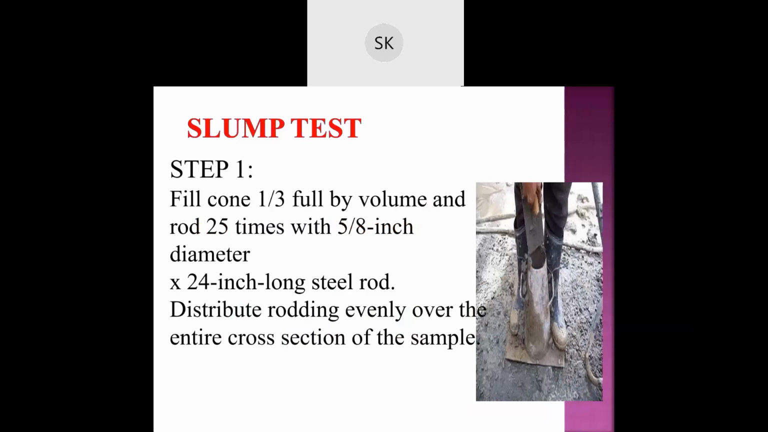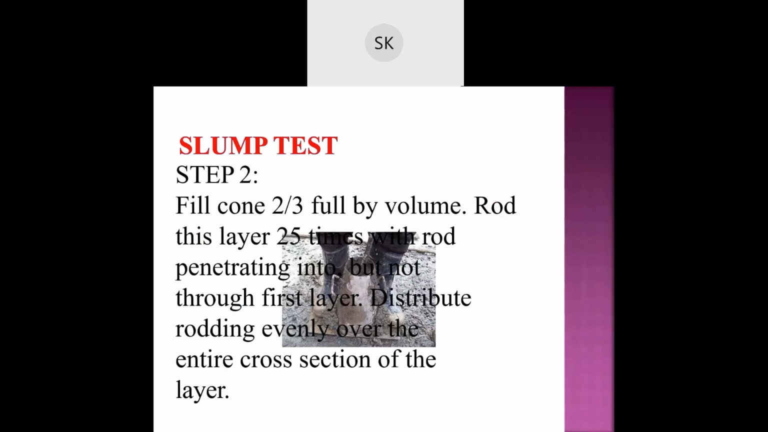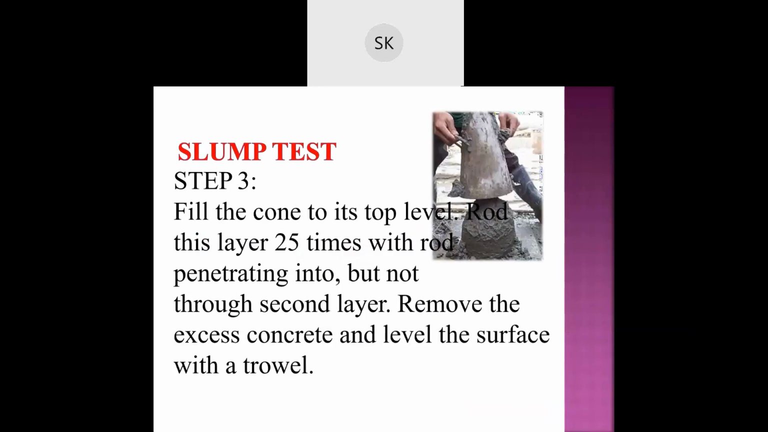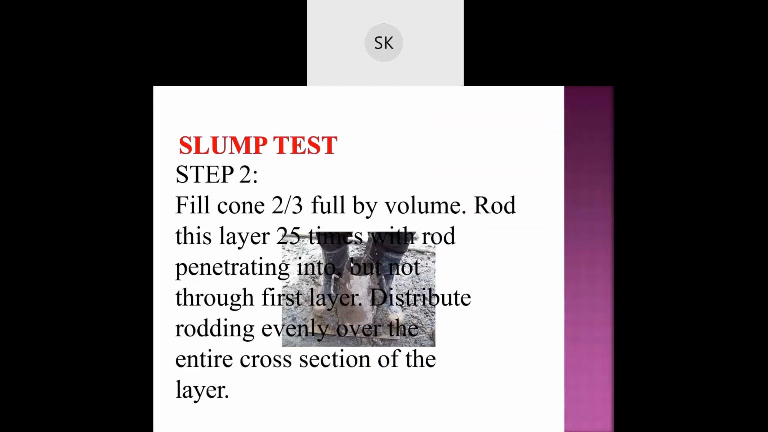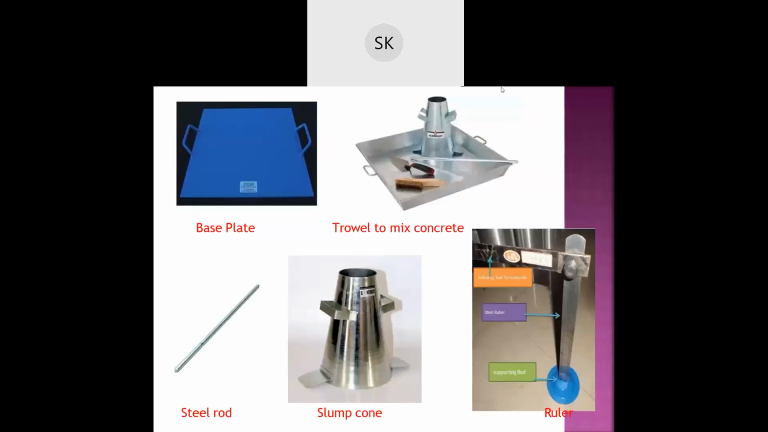Fill two-thirds full by volume and rod this layer, the same step. Fill the cone to its top level and rod this layer 25 times, with the rod penetrating but not going through the second layer. Remove the excess concrete and level the surface. So you have to fill this cone in three layers, giving the same 25 blows or tamping each. Then fill till the surface of the cone, level the surface, and remove the excess concrete from the surface.